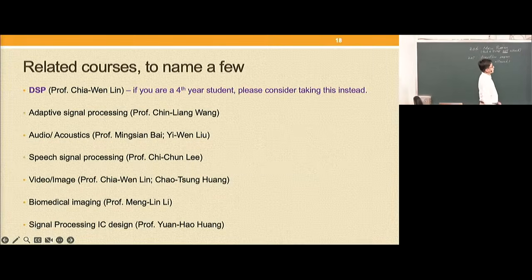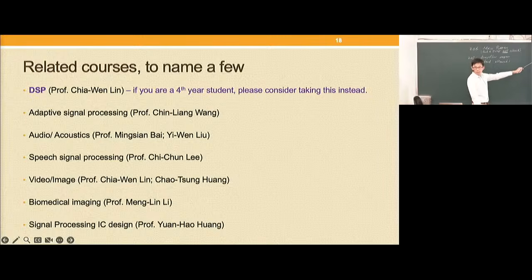And this slide, just for your information, lists a few related courses in NTHU. To name a few, first of all, there's a graduate level DSP, okay? So for those of you that are fourth-year students, you may want to consider taking this one instead, because it can count toward your master's degree. So if you consider using the credit to reduce your load when you become a master's student, then you may also want to switch to this course.